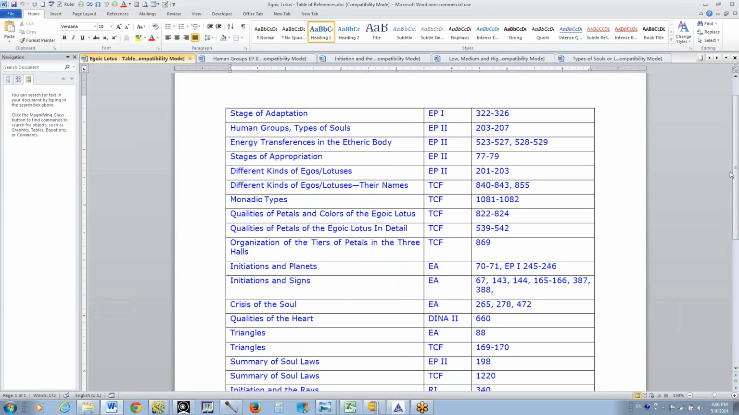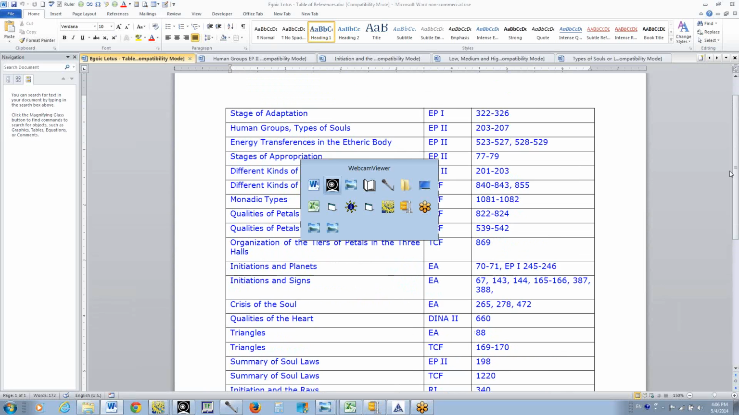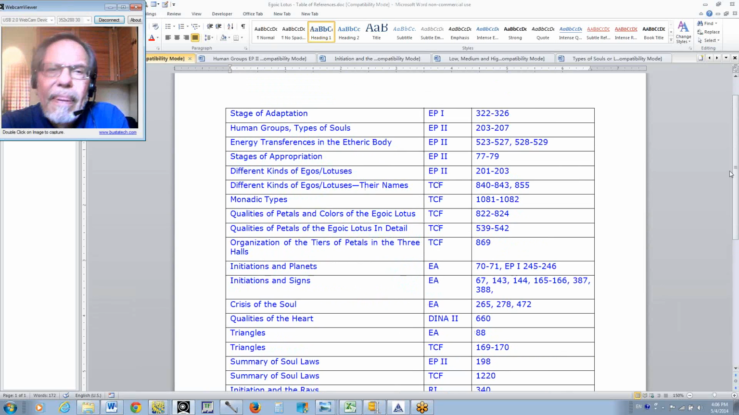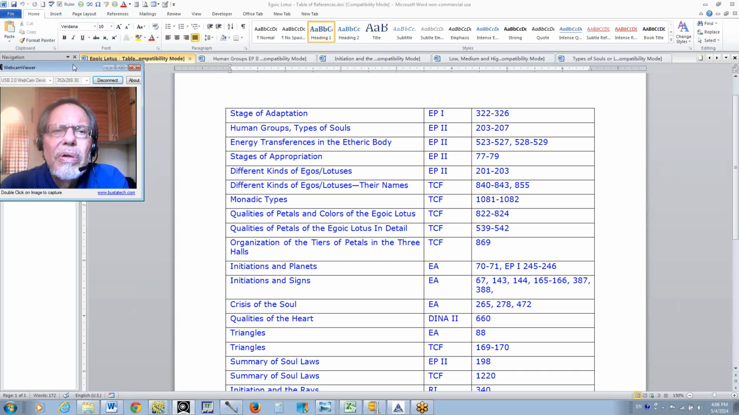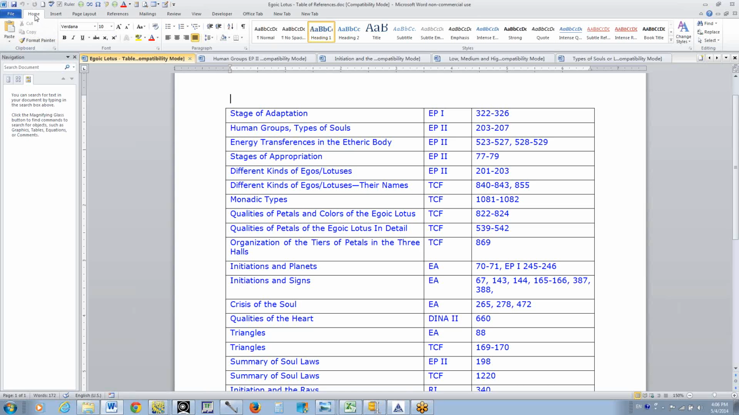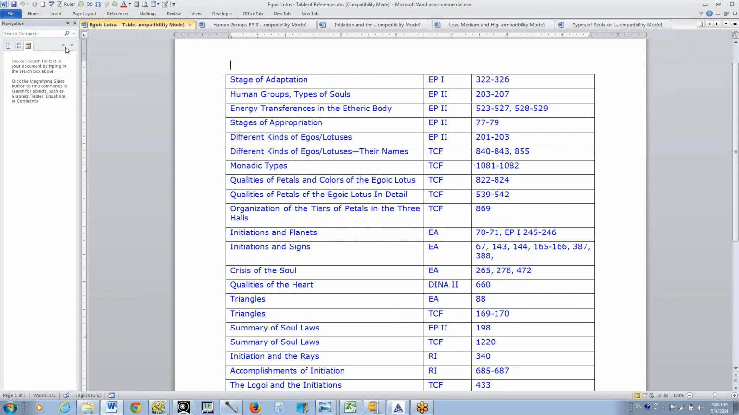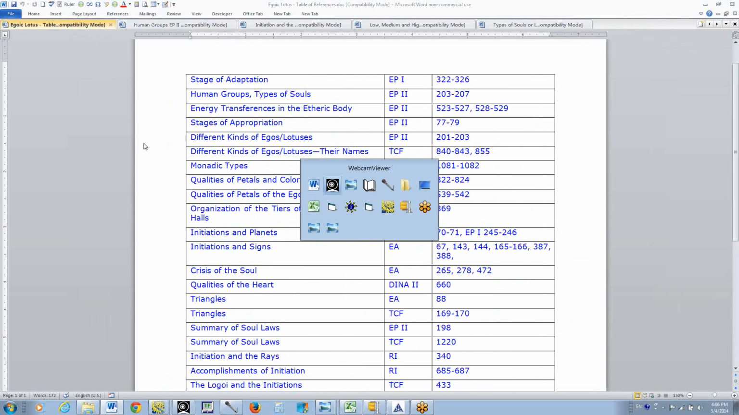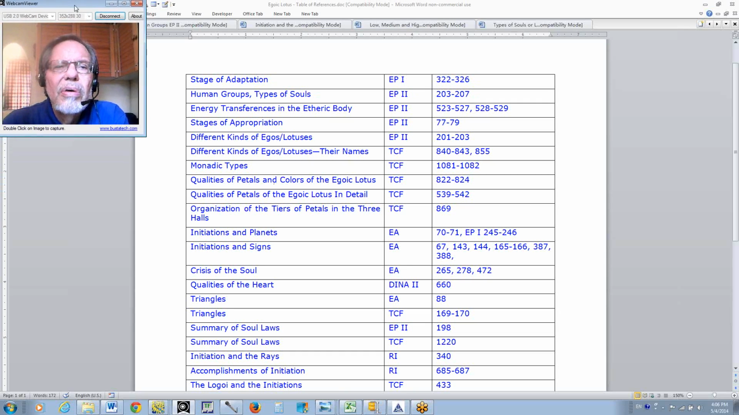Now, I've been teaching this subject for a long time, which doesn't mean I know all that much about it, but I know something. I've taught this in many PhD classes and in esoteric psychology classes at the end. And what I've discovered is that in order to really understand the unfoldment of the Egoic Lotus, a number of different references are required. And then they can all be brought together to supplement our knowledge of the Egoic Lotus.